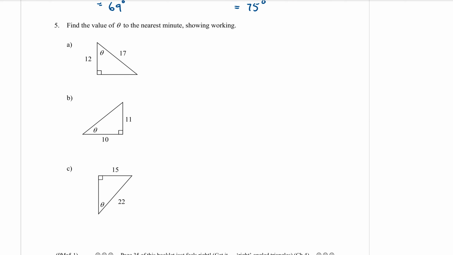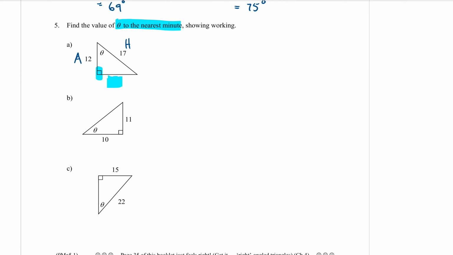In our triangles, we want to find theta to the nearest minute, it says in the question, showing our working out. So first of all, we need to work out whether we're going to use sine, cos, or tan. So knowing that my right angle is here, straight across from that means that the 17 is going to be my hypotenuse. The 12 is between my right angle and my theta, so that's going to be the adjacent. This other side over here would be the opposite, but because there's no number there, I can't actually use that for this question. So I'm using adjacent and hypotenuse.